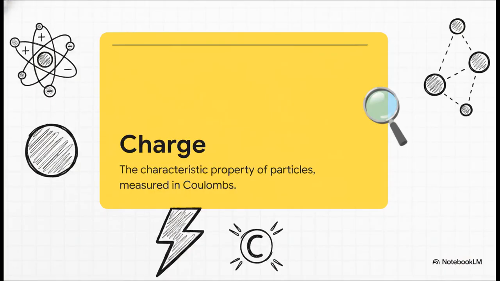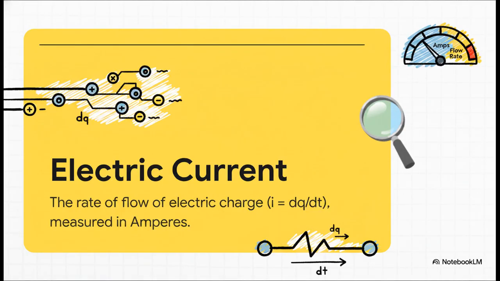Before we can even think about building a complex circuit, we have to zoom way in, right down to the atomic level. And that brings us to our absolute first core concept, charge. Simply put, charge is just the characteristic property of fundamental particles. Protons carry a positive charge, electrons carry a negative charge. We measure this property in units called coulombs. It's the absolute baseline. Without charge, we literally have no electricity. Once we have that charge, the very next question is, what happens when it moves?